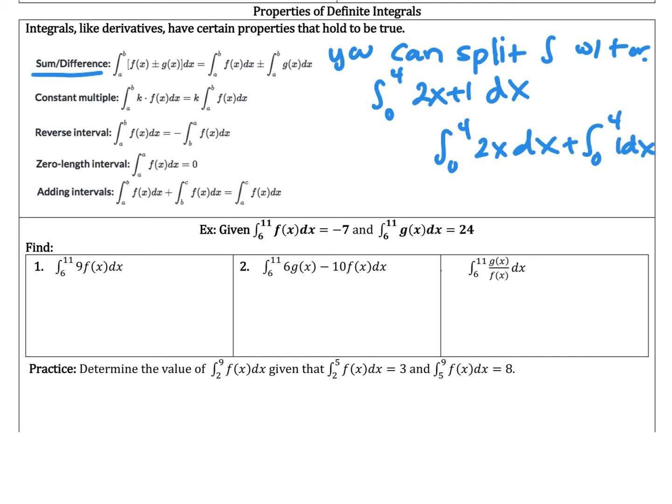The next property is the constant multiple property, and what that says is if we have some value inside being multiplied by our function, we can actually factor that outside, and we have seen this before, again, except without bounds on our integral. So for definite integrals, we could take this integral right here, and we could say this is the same thing as 2 times the integral from 0 to 4 of x dx. Obviously keeping this second one exactly the same. So that's what the constant multiple tells us.